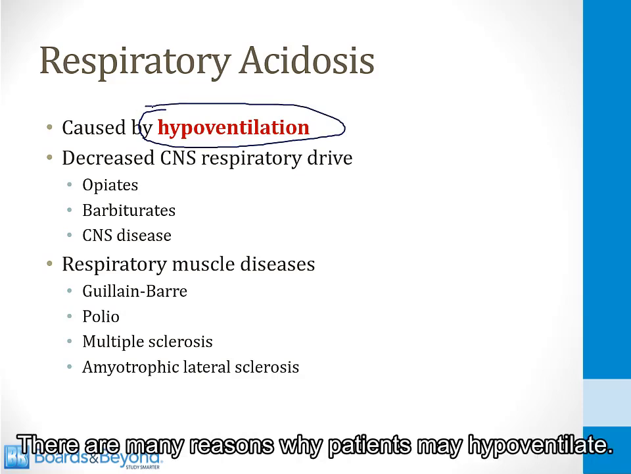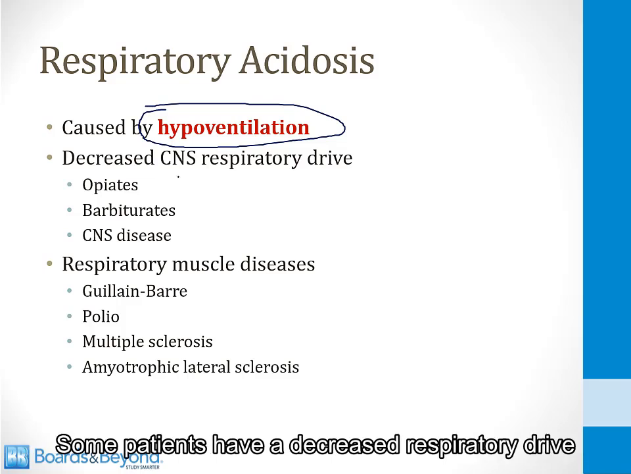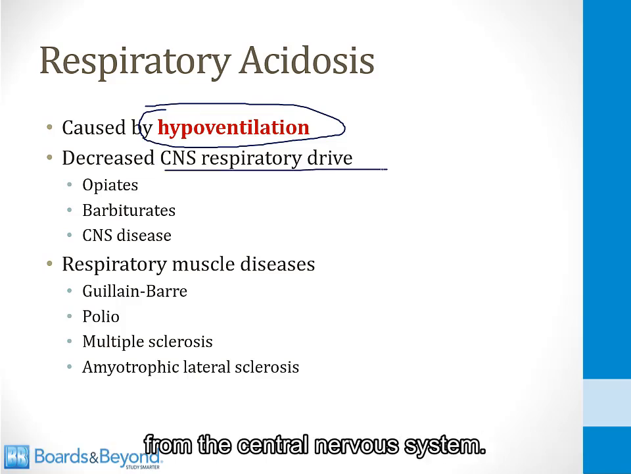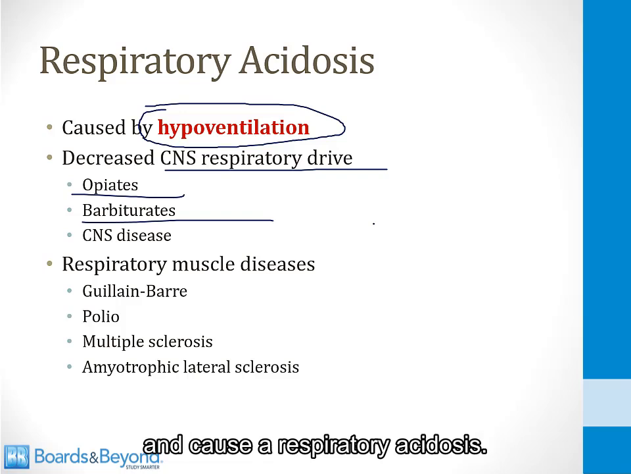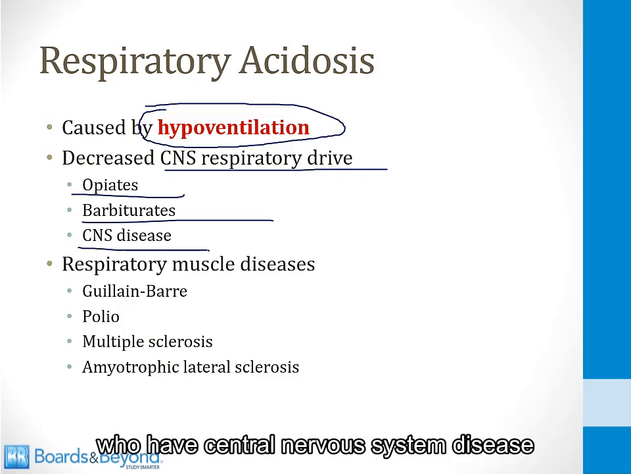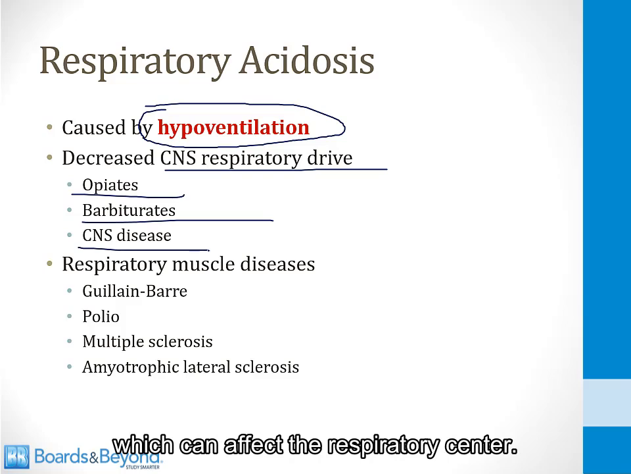There are many reasons why patients may hypoventilate. Some patients have a decreased respiratory drive from the central nervous system. Many drugs do this, like opiates and barbiturates. They decrease the respiratory drive and cause a respiratory acidosis. And then there are patients who have central nervous system disease, which can affect the respiratory center.